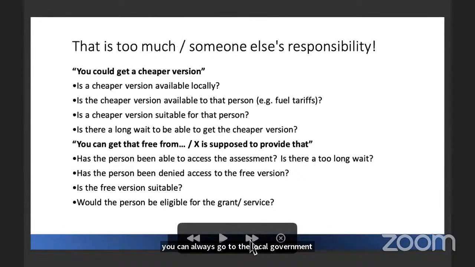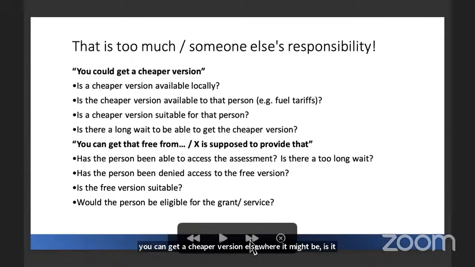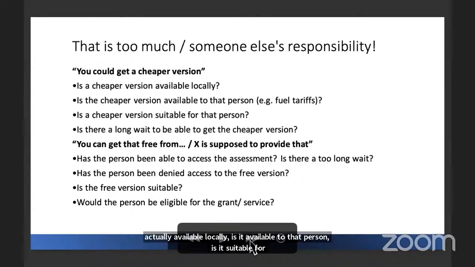So for the next couple of slides, I've got some reasons that you can use, and I think the slides will be available. So depending on the excuse that you're given, if you're told you could get a cheaper version elsewhere, is it actually available locally? Is it available to that person? Is it suitable for that person, this cheaper alternative? Or is there a long wait to get a cheaper alternative?